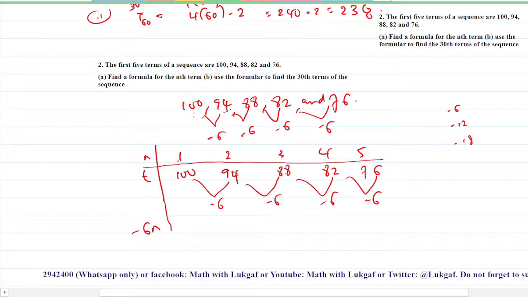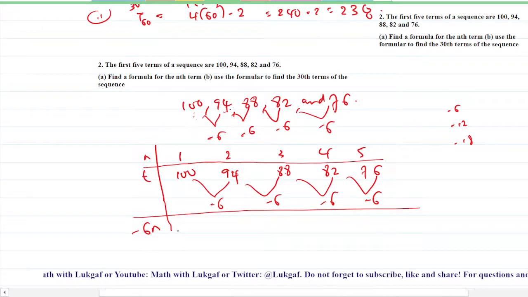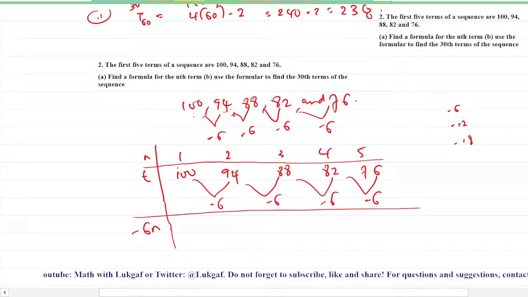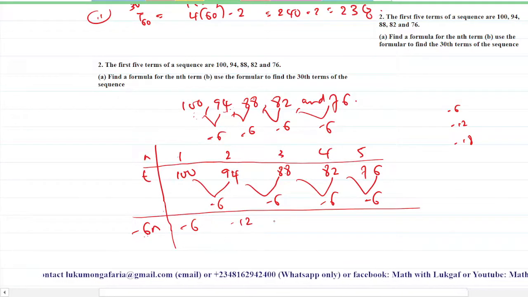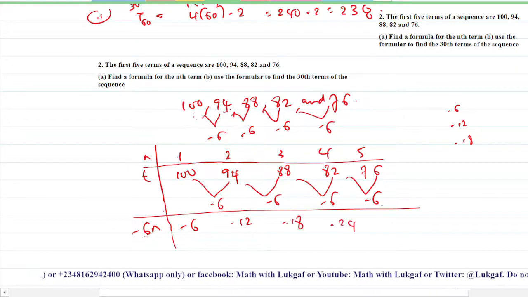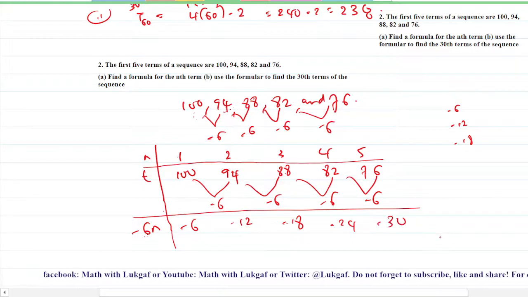And don't forget, like I've explained in the first example, you don't need to stress yourself. What you are going to do is to find your minus 6n. That is, you multiply this by each of these numbers. Minus 6 times 1, that will give you minus 6, minus 12, minus 18, minus 24, and this is minus 30. You understand now?